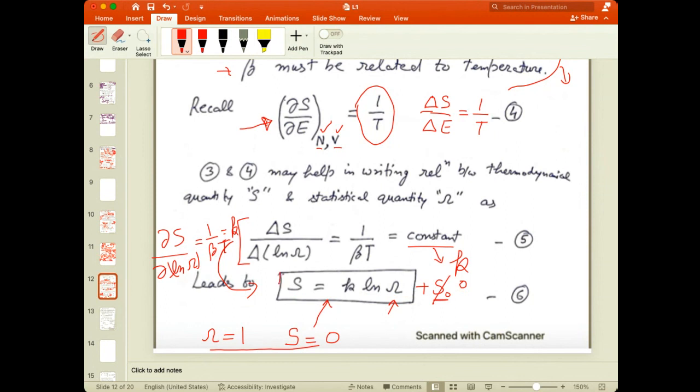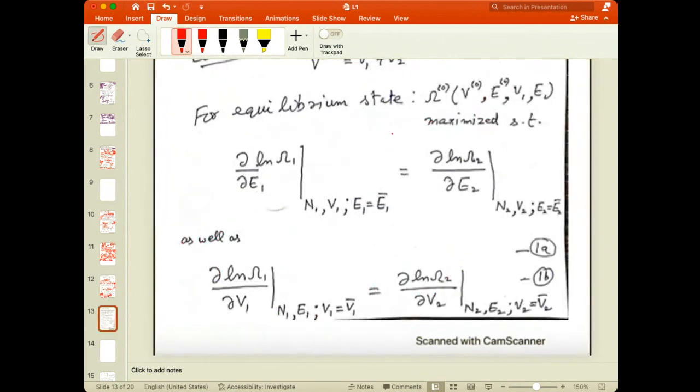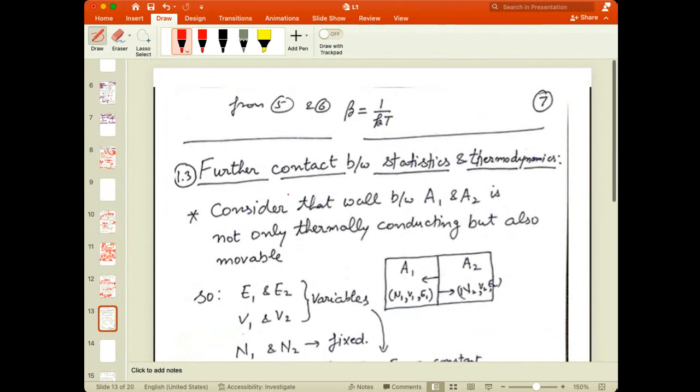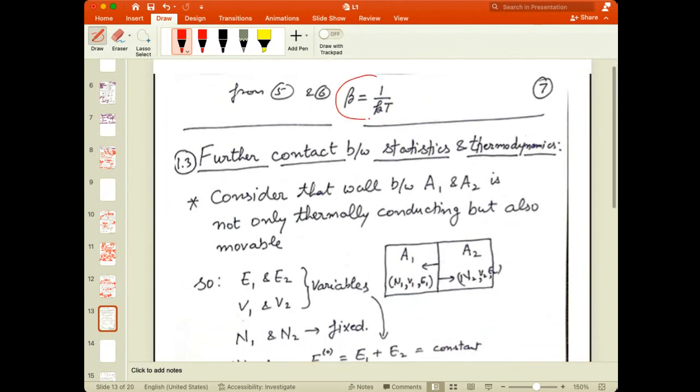So this relation is very central in this whole course, which relates the entropy of the system with the statistics of the system. The statistics is here, the omega, the number of microstates, the different configurations. And once we know what omega is, we can derive the entropy. It's very straightforward.